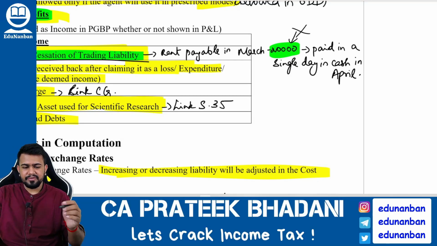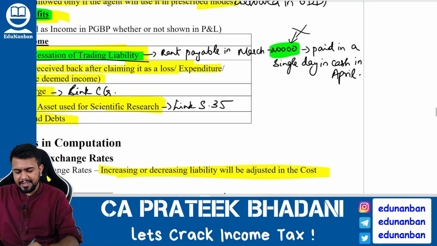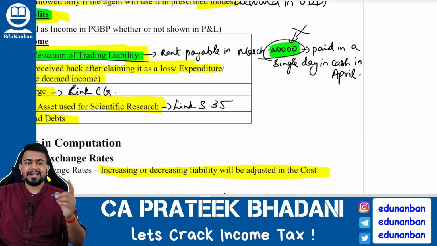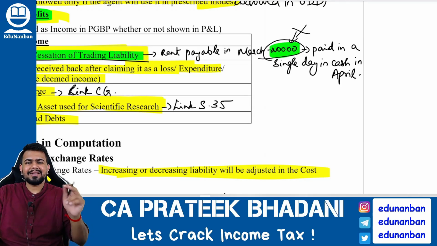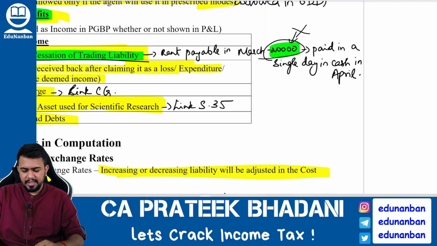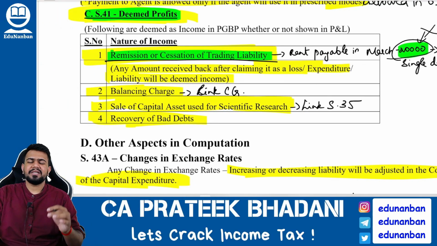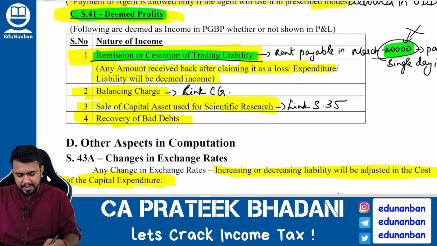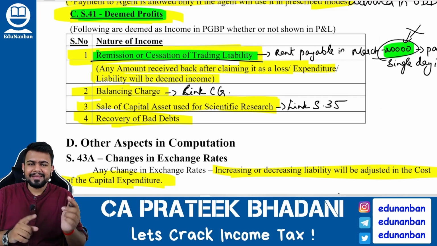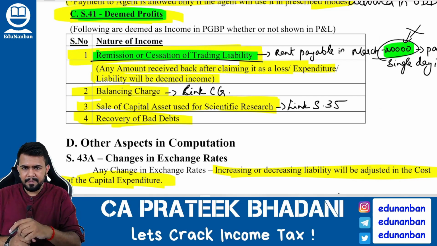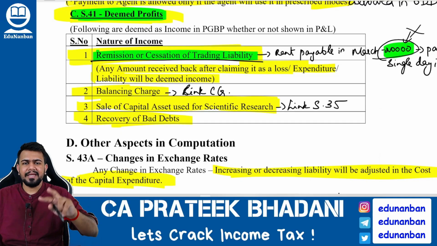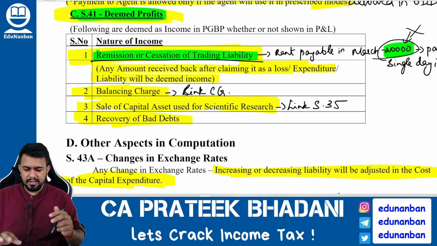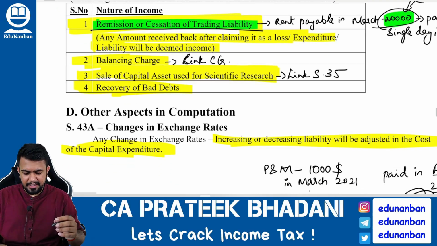Correct? That is why what you have to do: since you had treated this rent as expense in the preceding previous year, now treat it as income in the previous year. This is what is called remission or cessation of trading liability. It means any amount that was treated as expense earlier and now you realize that it will not be allowed as expense, hence now you should treat it as income to reverse the transaction. That is remission or cessation of trading liability.